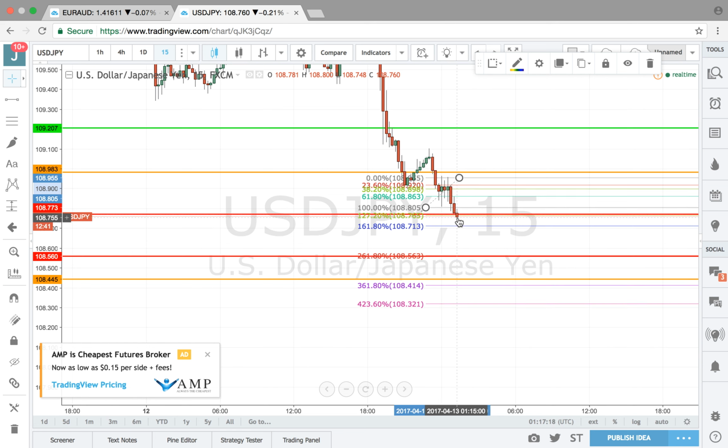If it breaks it, we're going to sell, and then that's the 261.8, which is on the hour as well. So those are lining up. Once it breaks, that would be a really good indicator, a good sign that it's going to drop to the 261.8.